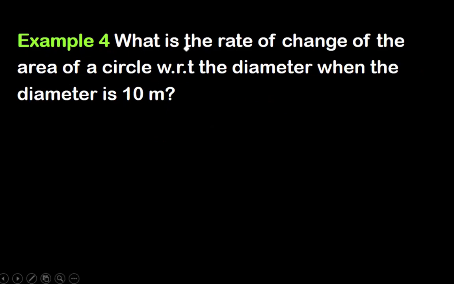Example 4. What is the rate of change of the area of a circle with respect to the diameter when the diameter is 10 meters? Right? So whenever it's an instantaneous rate of change of a function, you have to make sure that it has to be at a particular unit, or a particular x, or particular d, particular time.